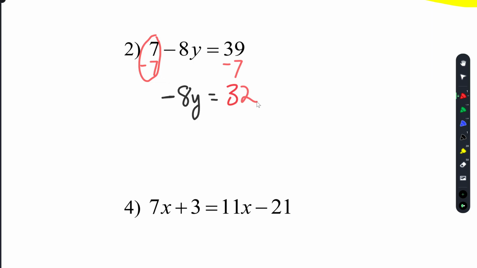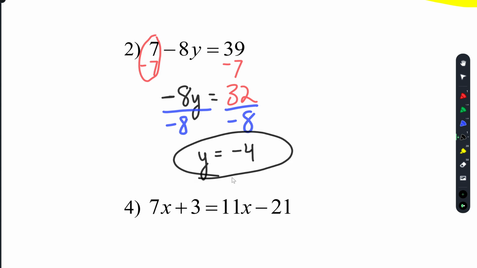So we got 32. Okay, and then 39 minus 7. So 32, and then grand finale, divide by a negative 8. Make sure you don't forget the negative to equal negative 4, okay? So 32 divided by negative 8 is negative 4, okay? All right, so watch your signs. You can't mess up. That's the key, okay?